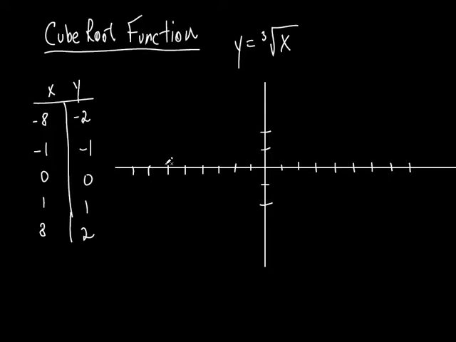Let's start in the middle. 0, 0. All right, so right there. 1, 1, right there. And then 8, 2, right there. Kind of looks like that square root function, doesn't it? All right, so if I connected them, it would connect just like that. But this is not the only thing. We also have negatives. So let's go negative 1, and then negative 8, negative 2, would be right here.